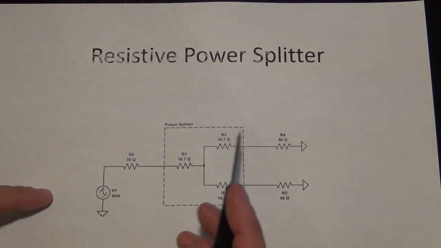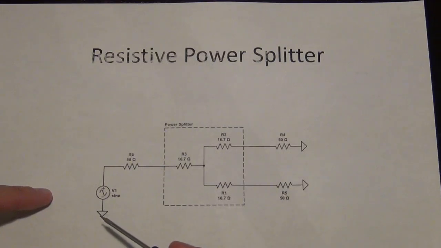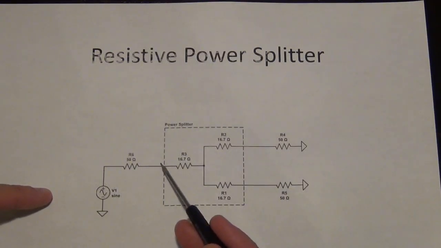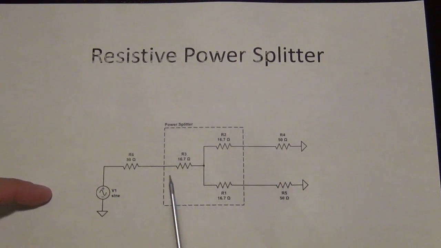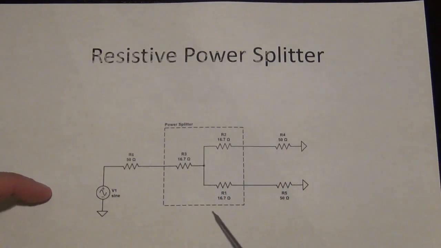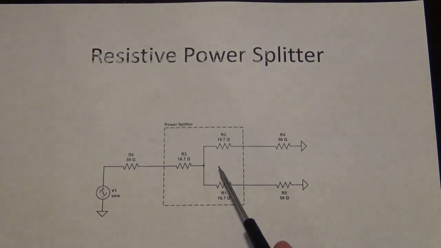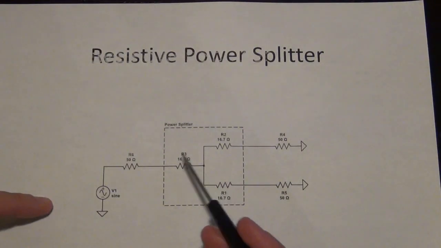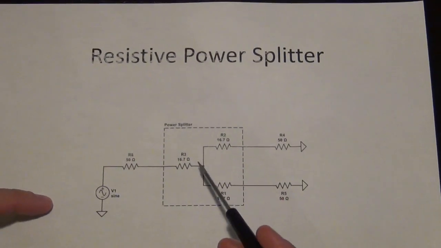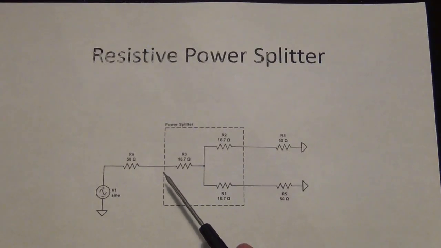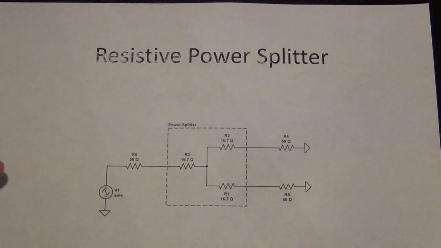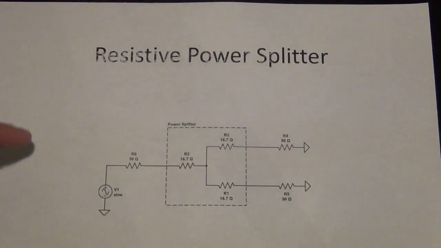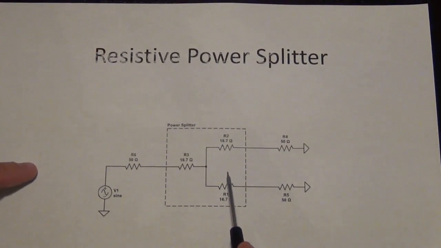Now, if you terminate all three ports into 50 ohms like so, when I put power into this, it will divide evenly between this output and this output. But because these are resistive components, they will also dissipate some power. And therefore, this portion of the circuit will absorb some of the power and turn it into heat, and the rest of the power will be divided equally between these two ports. So a resistive power splitter actually has a 3 dB extra loss.